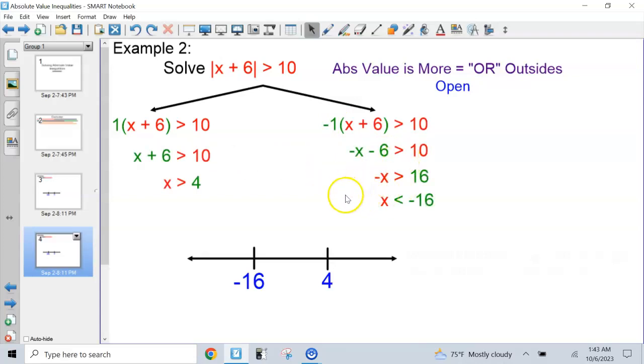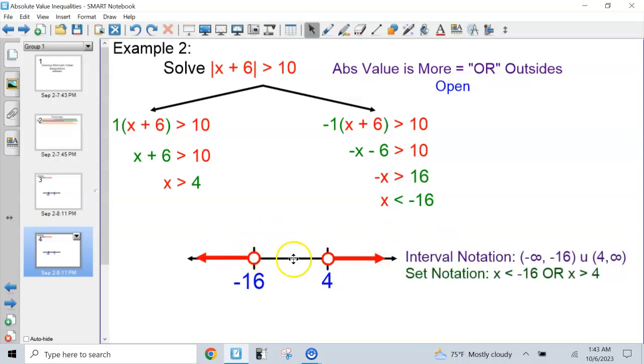Here, I don't have to worry about the overlap. So for the first one, x greater than 4, I know it's open, shaded right because x is bigger. For the second one, it's open, shaded left because x is smaller. There's my answer graph. Interval notation: there's two parts, there's a gap right here, so union. It goes from negative infinity all the way to negative 16, open, union, positive 4 open, all the way to positive infinity.